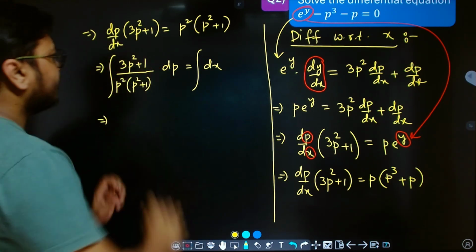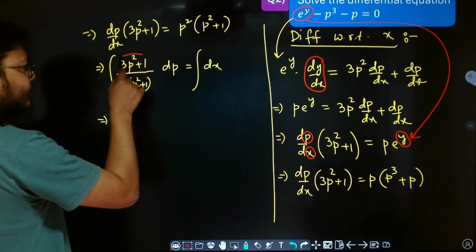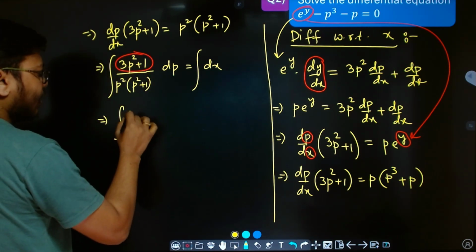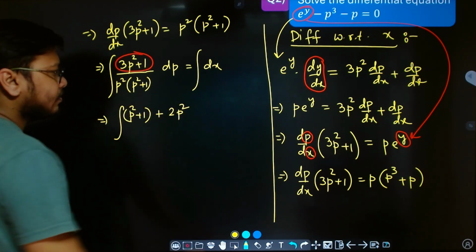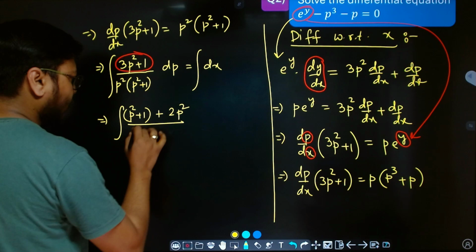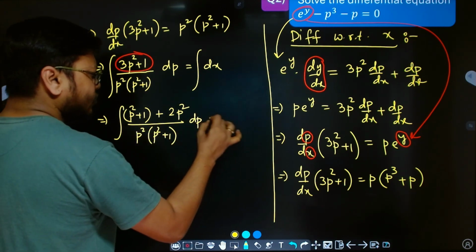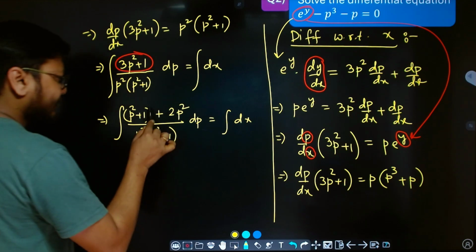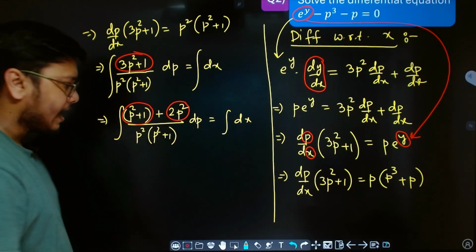We'll do something with the numerator term. Let's write the numerator 3p² + 1 in this way: (p² + 1 + 2p²), the whole divided by p²(p² + 1). So then I can divide this term and this term separately by the entire denominator.